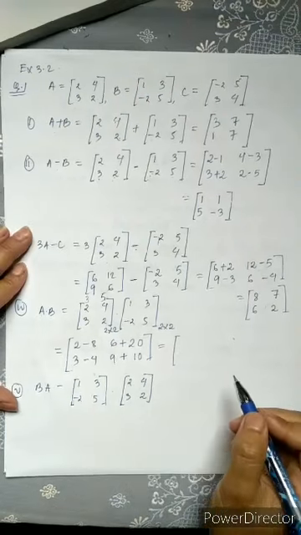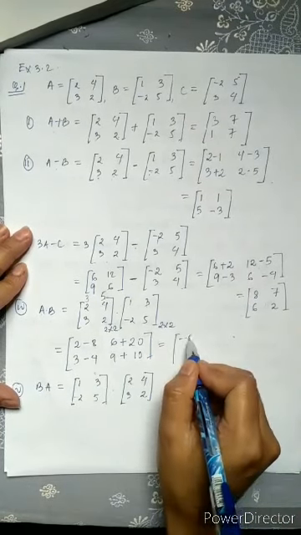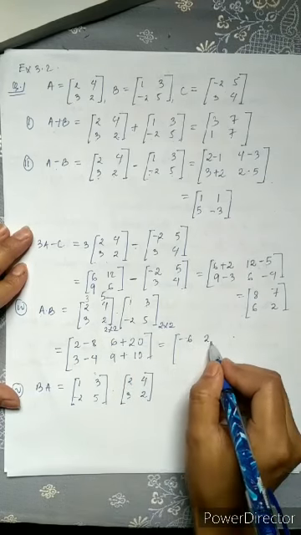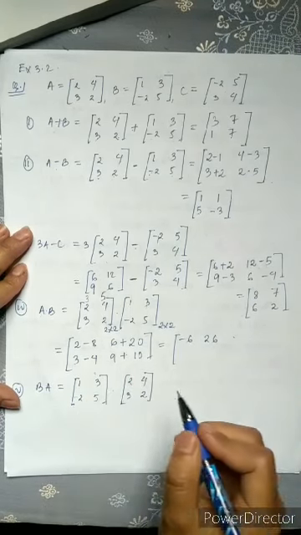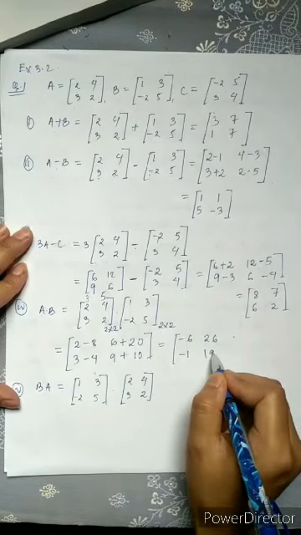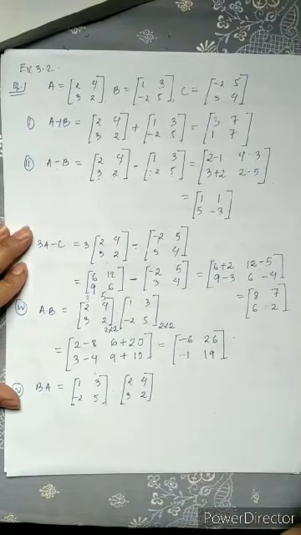Find the sum of these numbers. 2 minus 8 is equal to minus 6. Minus 6 plus 20 is 26, and 3 minus 4 is equal to minus 1. 9 plus 10 is equal to 19. So this is the multiplication of A and B.